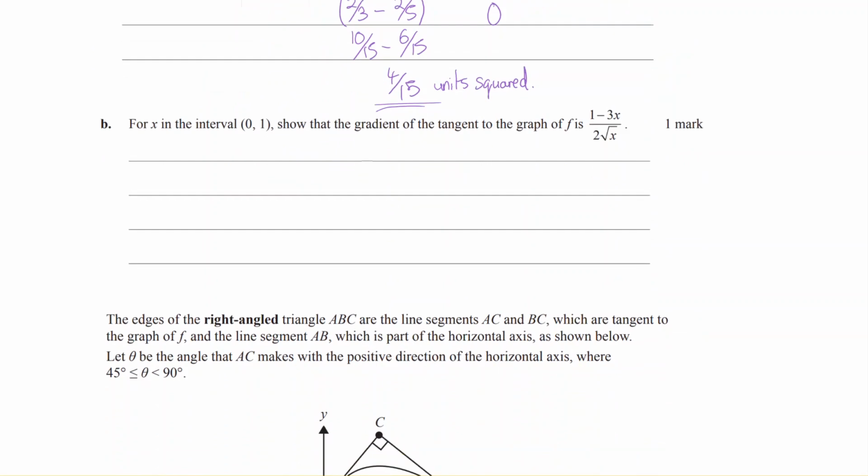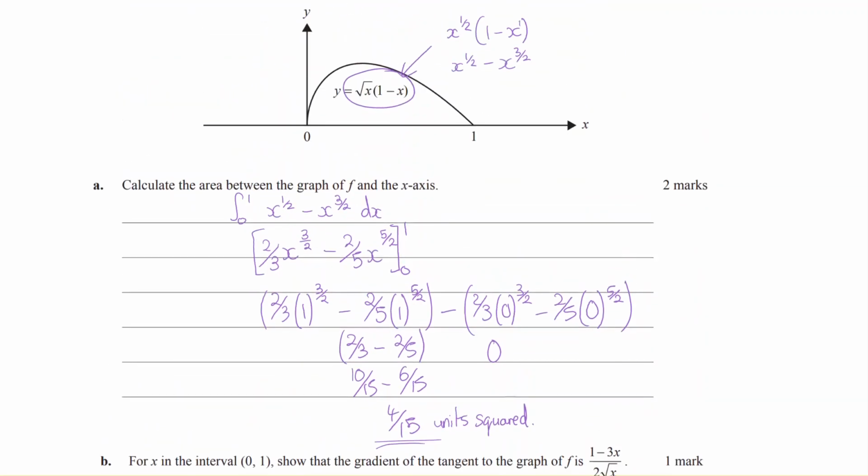The gradient of the tangent to the graph is a very weird way of saying differentiate, because that's all that this is after. So it's asking us to differentiate the graph of f, and it's already told us that the answer is this. This is a show that question. So this always means that it's told us the answer already. So really all we've got to do is show this and make sure that we don't make any mistakes.